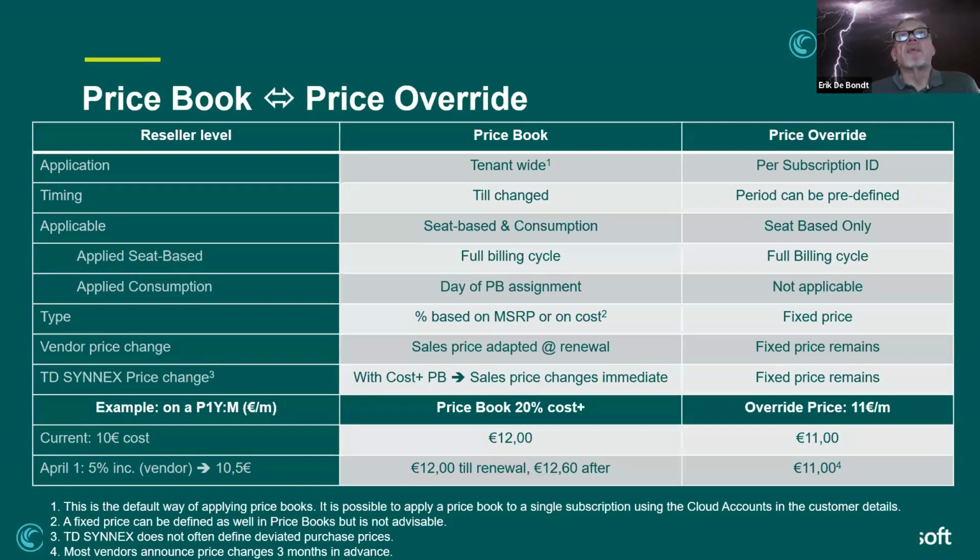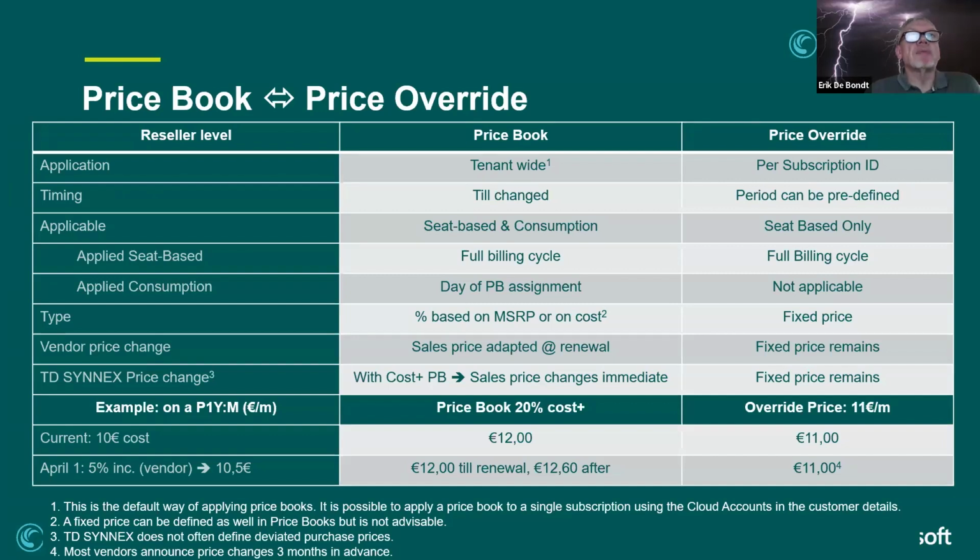Applicable: price books, seat-based and consumption-based. Price overrides only in seat-based licensing. So that means, in the Microsoft world, it's Microsoft NCE, it is everything Dynamics, all those kinds of products. It's also software subscription. Today, not on software perpetual. It's a discussion that we have internally, but today in software perpetual, you cannot do a price override because you cannot change the price during the term and stuff like that. So that's what we're discussing.